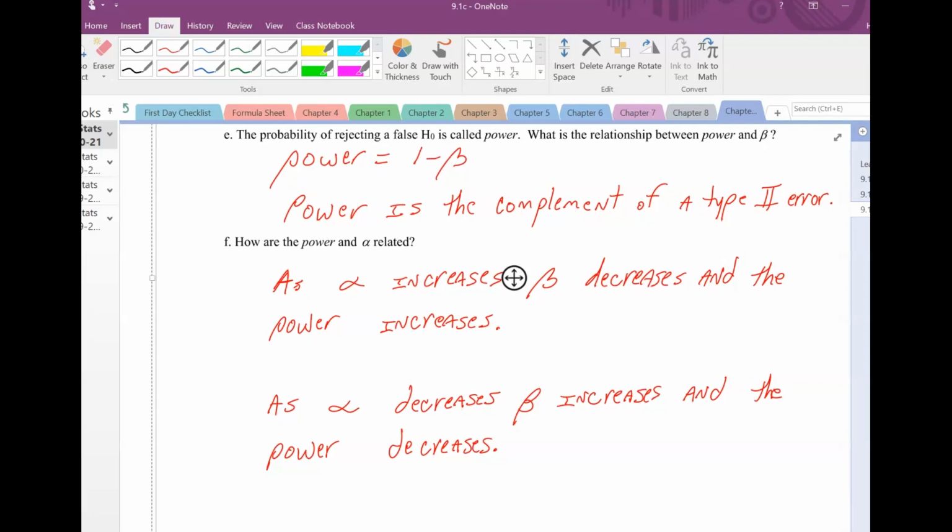What's the relationship between power and beta? They are complements of each other. 1 minus the power is what beta is. 1 minus beta is the power. The power is the complement.